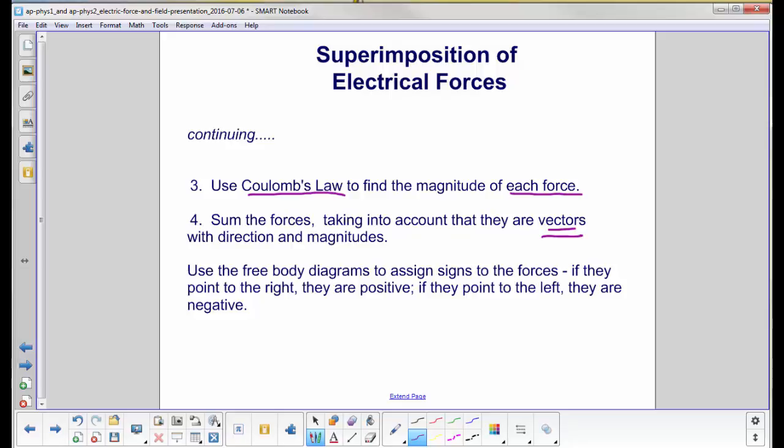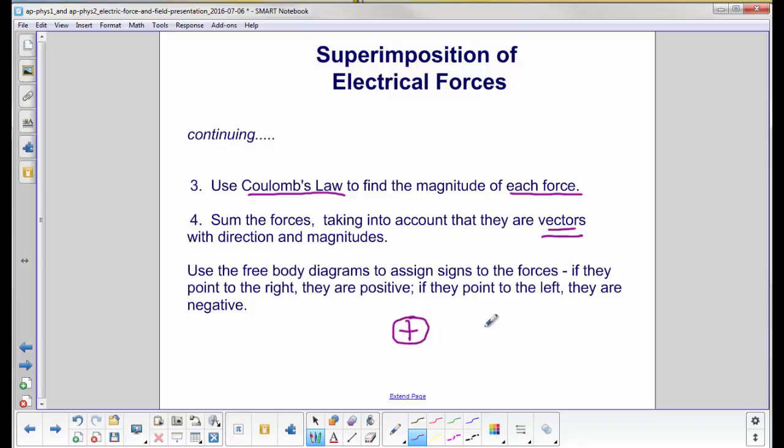And we're going to use the free body diagrams from the previous page to assign signs to the forces. If they point to the right, they're positive. If they point to the left, they are negative. We do this because Coulomb's law is just finding the magnitude. It's not giving the direction. We have to find the direction by looking at the charges themselves.